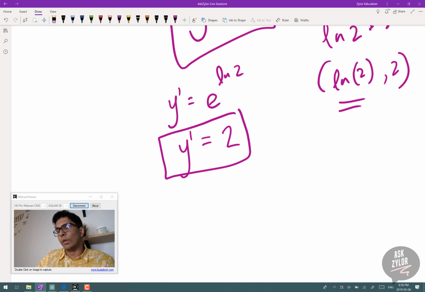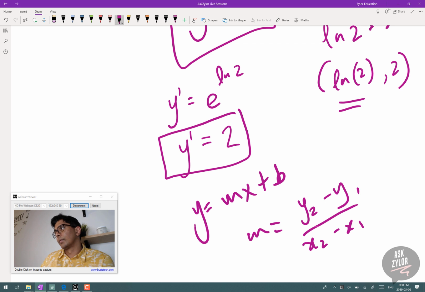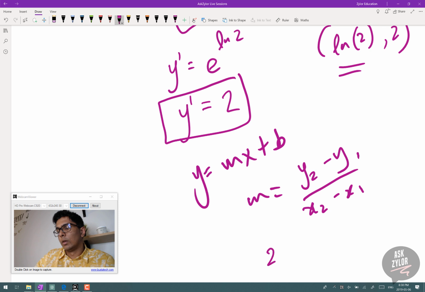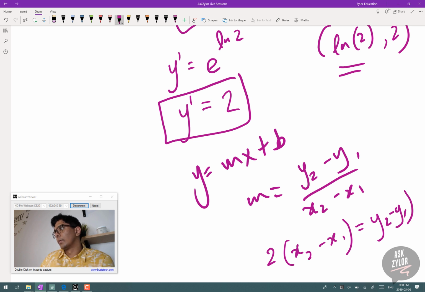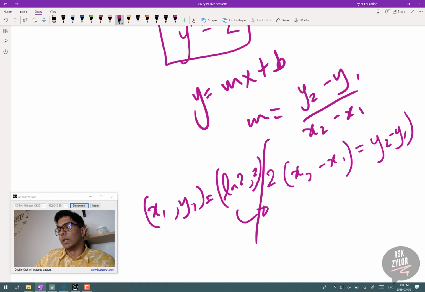okay, so if we were to find the y equals mx plus b formula, my slope ends up being y2 minus y1 over x2 minus x1. Right? So my slope in this case is 2. So I can do 2 times x2 minus x1 is equal to y2 minus y1. Right, and my initial point x1, y1 is ln 2 and 2. So that's what I'm going to plug into this equation.